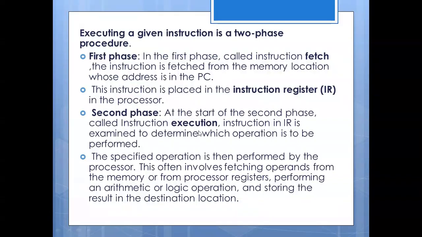At the start of the second phase, called instruction execution, whatever value is stored in IR is examined and the operation is performed. The next instruction is fetched in parallel while this one is executing. While the second phase is carrying on, the first phase is loading the next one. This is why it performs in parallel.